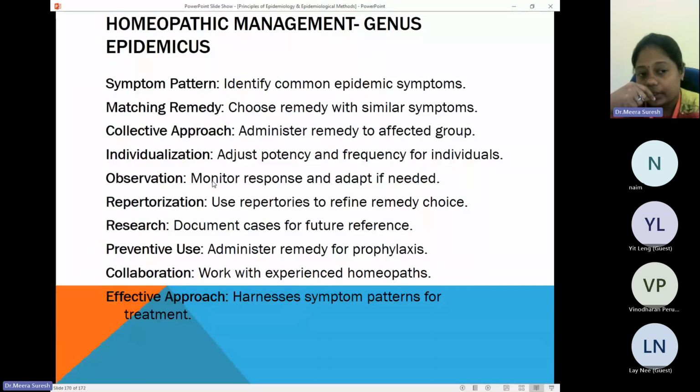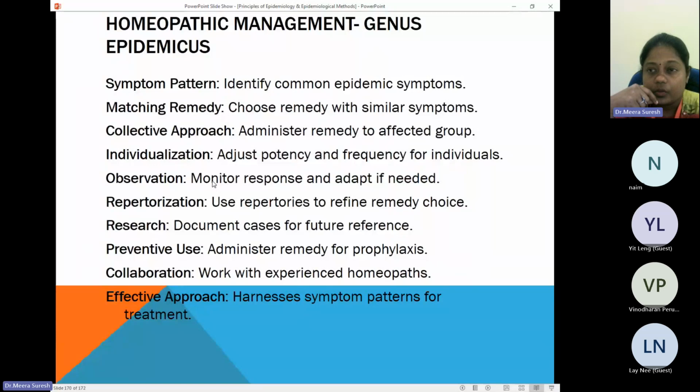So that's what it has been told, that there will be a symptom pattern, a common set of symptoms, and we have to find a remedy suiting that set of common symptoms. And we can do it like a collective approach, administer to the affected group. And sometimes it may not work, but maybe if the person is already having some individual factors or some serious disease, we need to go for the individualization.